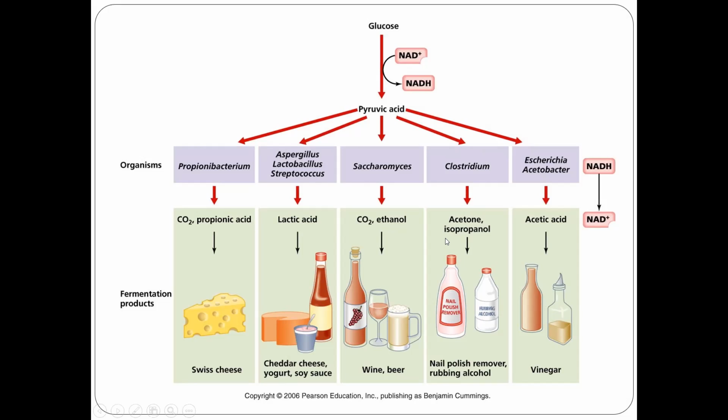Now, the ladies like the nail polish remover. That is actually coming from Clostridium, whose main products are acetone and isopropanol. You can get that bottle from Ulta or from Sephora. That is also coming from fermentation. Now, the last one, vinegar. That generates acetic acid through fermentation, mainly by E. coli and Acetobacter. Remember, this E. coli is not a pathogen. That's E. coli 9037, which is a beneficial bacteria.